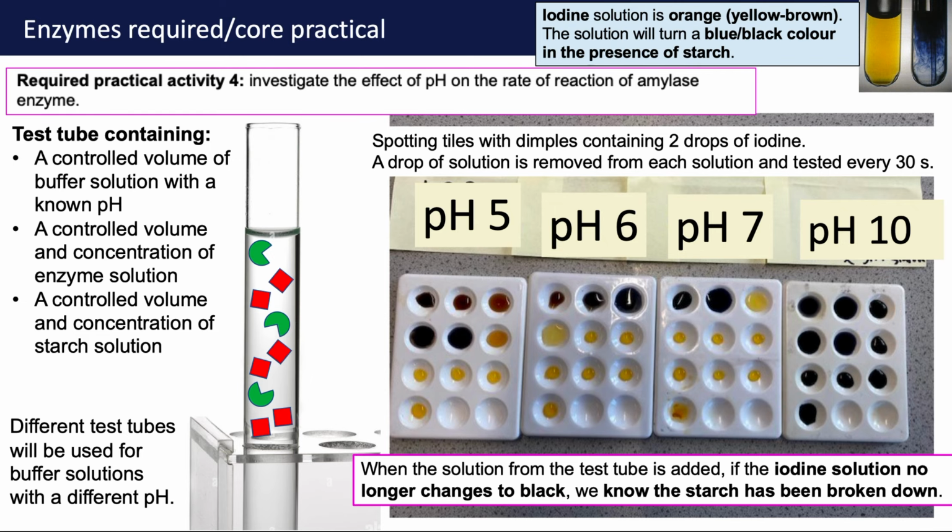Right, so we were looking at when the solution of iodine no longer changes to black when we've tested for the presence of starch. In other words, it stayed orange. So it can't be pH 10 because our iodine has gone black right the way through, which means starch is present from the beginning to the end. Therefore, the enzyme's probably denatured in this alkaline solution. Of the remaining three, we can see pH 7 only required 60 seconds for the amylase to break down the starch, whereas the others took longer based on the results. So pH 7 would have been the optimum.